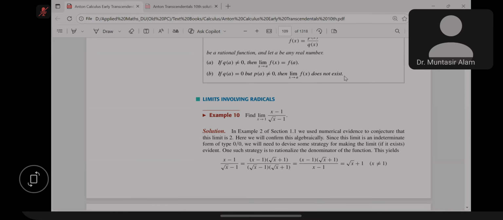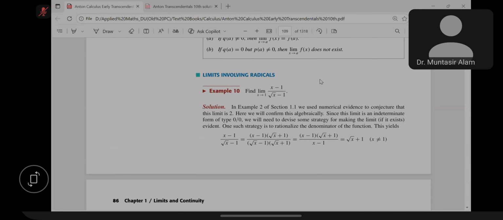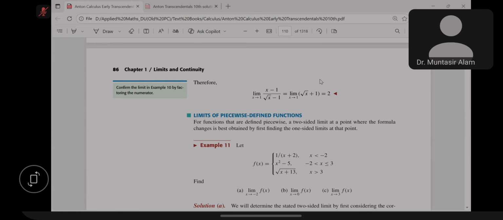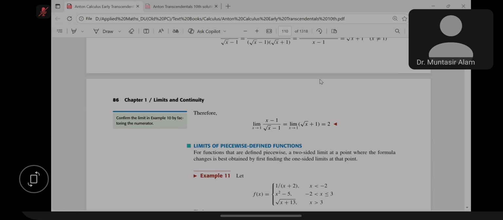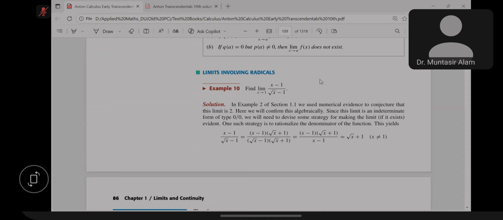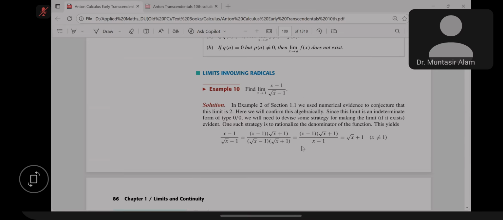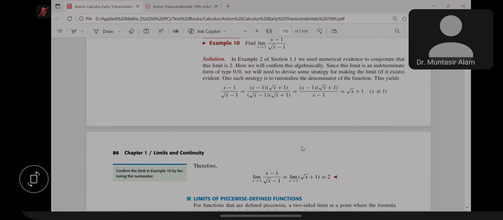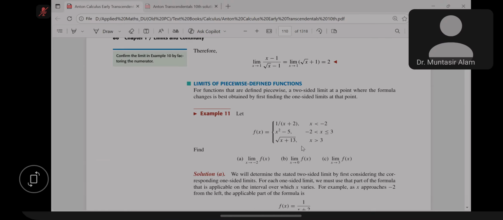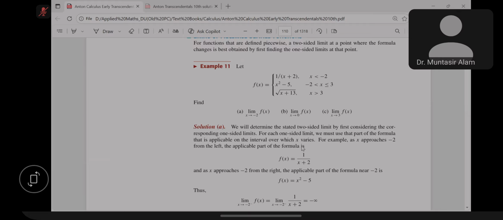Based on this theorem, you can solve example 10. Example 10 is an example where we directly applied the concept of theorem 1.2.4. So I'm giving it as your homework. You will solve the problem, example 10. This is your homework. Very simple.